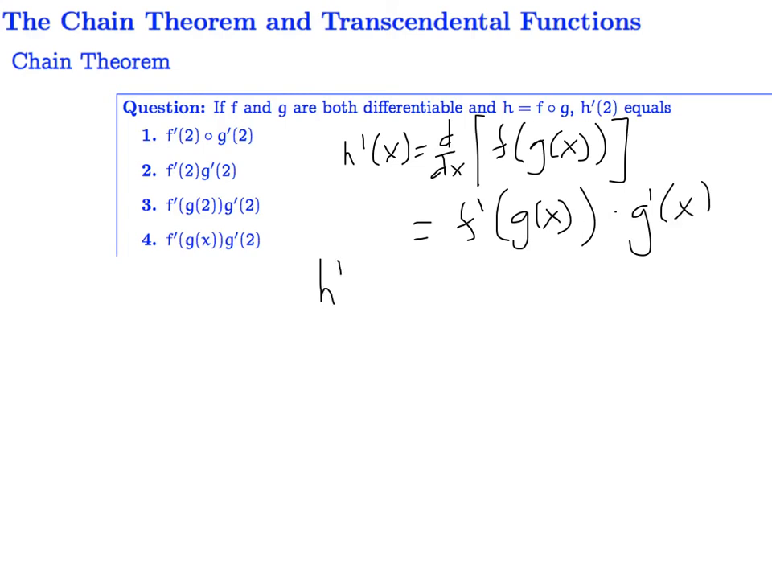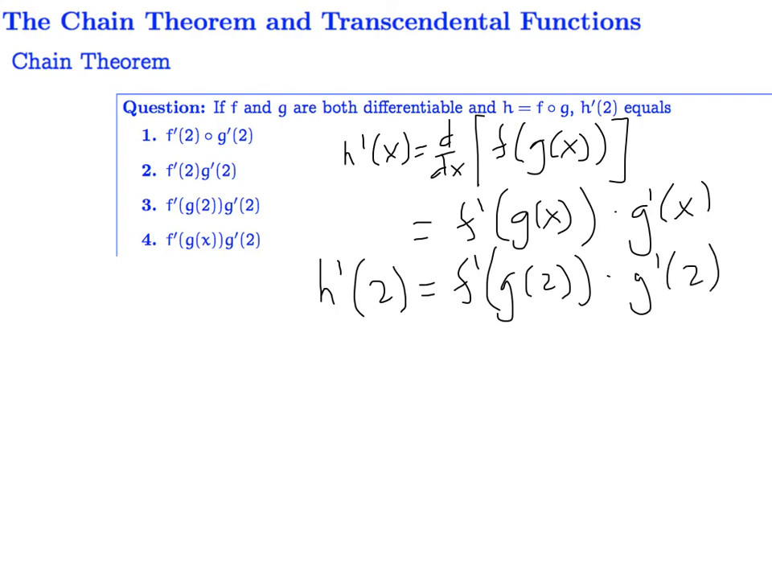So putting this all together, h prime of 2 will equal f prime of g of 2 times g prime of 2. So this means our answer is going to be number 3. That is, we can actually compute this as long as we know these quantities.